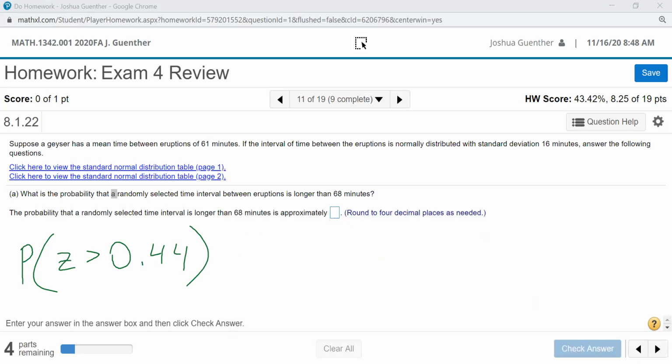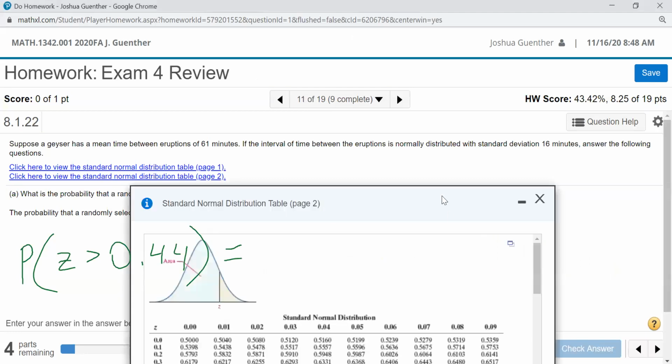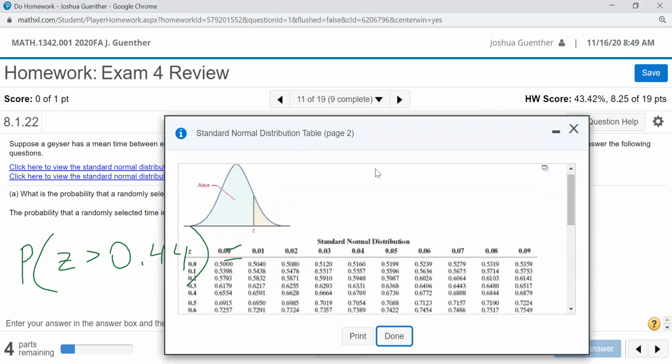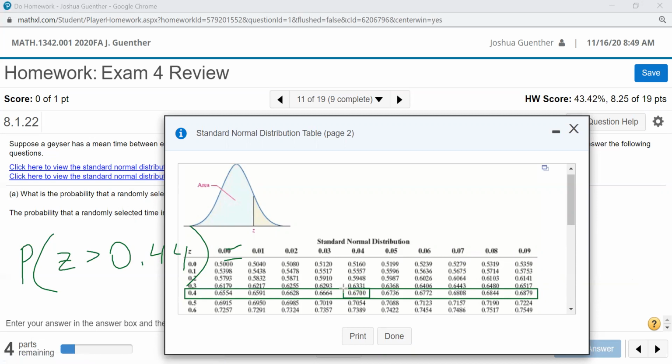I need space, so we shall delete. Now what we're going to do, we're going to go onto the appropriate standard normal table. We're going to look up 0.44. It's going to be along the 0.4 row, and there's 0.44. And oh, look, it's 0.67. But remember, this is the area to the left of that z-score. This wants the area to the right of it because we want a greater than probability.